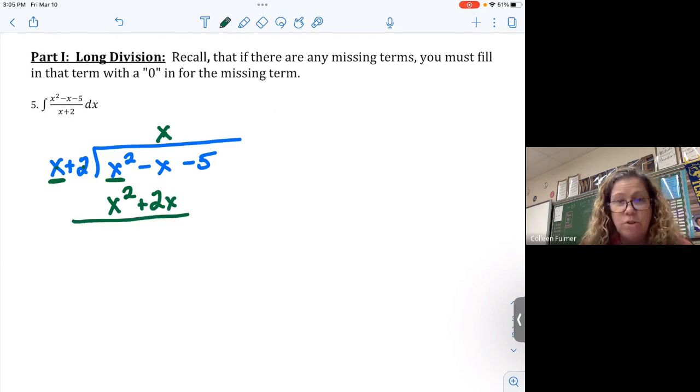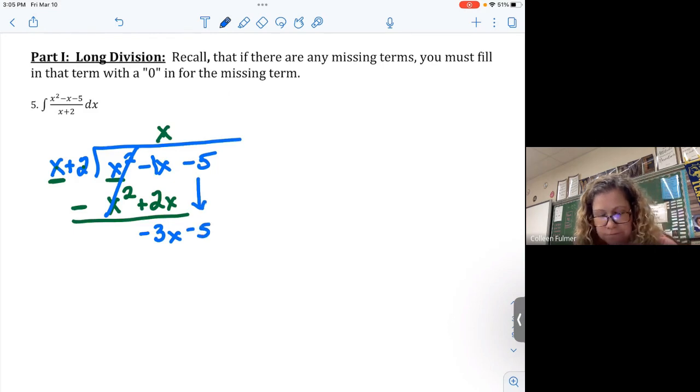And remember, when we do long division, we subtract. So x squared minus x squared is 0. That first term should always cancel. If it doesn't cancel, you did something wrong when you did your division. Negative 1x minus 2x is negative 3x. And then I'm going to bring down my next term, minus 5.